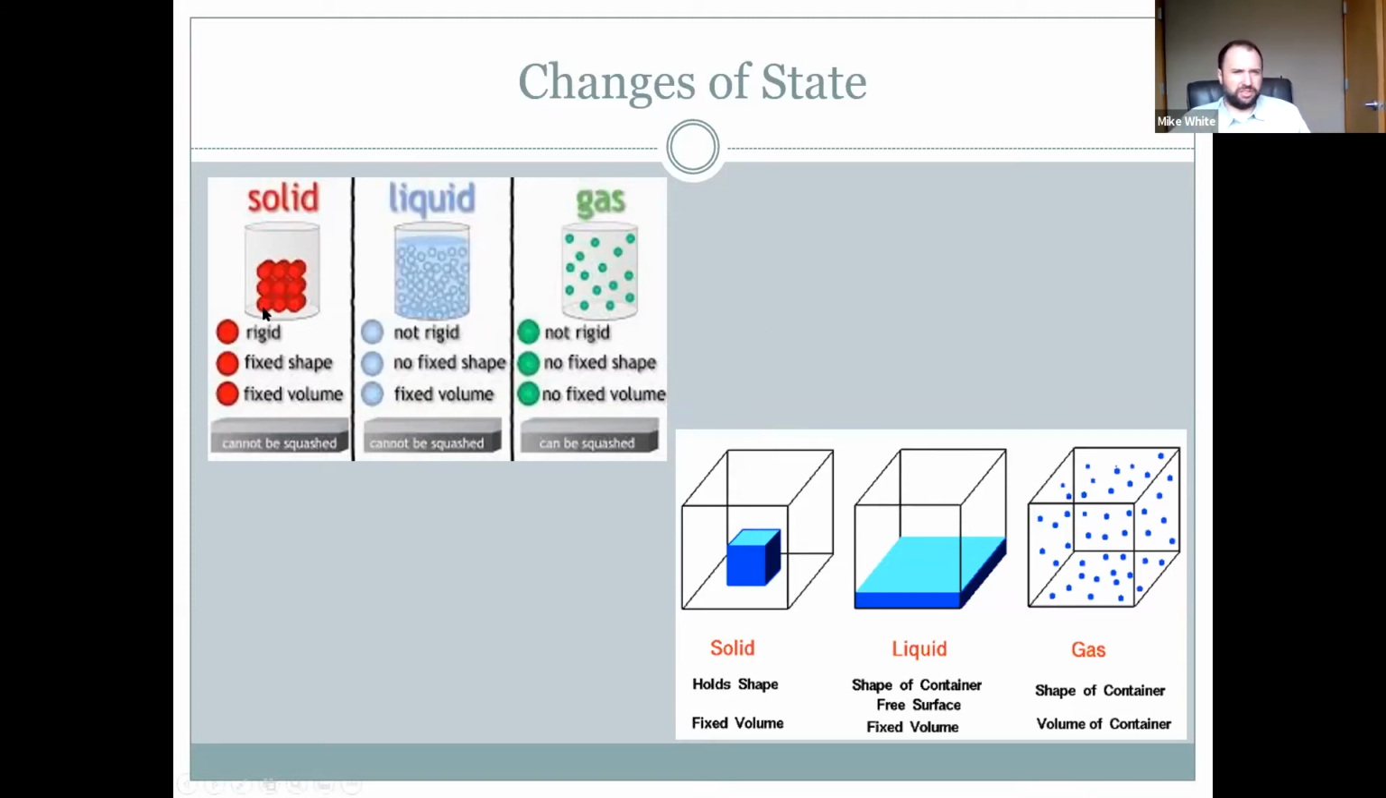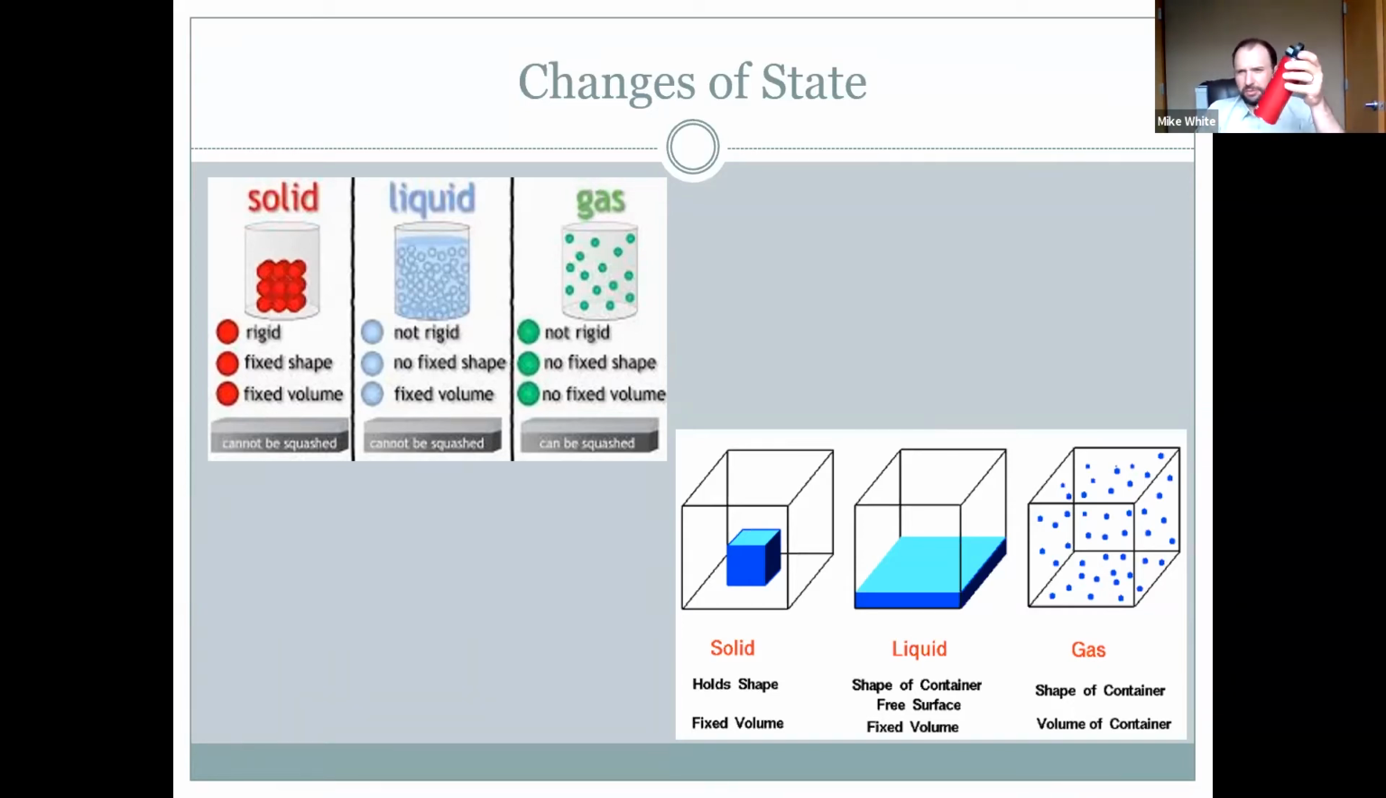As we transition from solid to liquid, the particles tend to spread apart and they start to move around. So think about liquid water, okay? It's not rigid in that there isn't really a shape to it. There's no fixed shape. Liquid takes the form of whatever's constraining it.